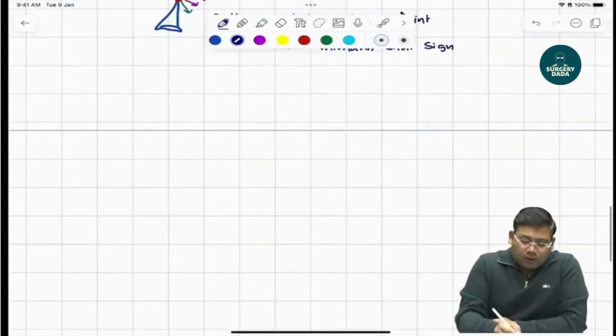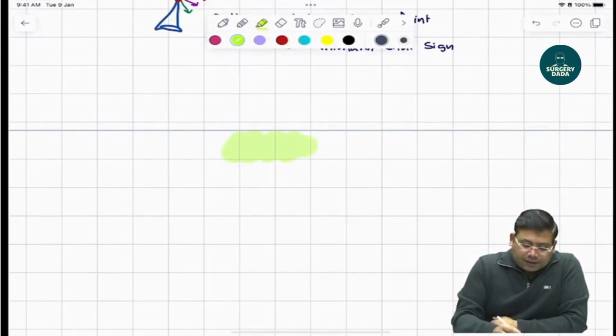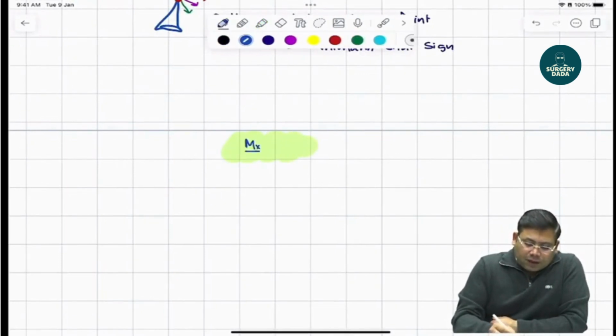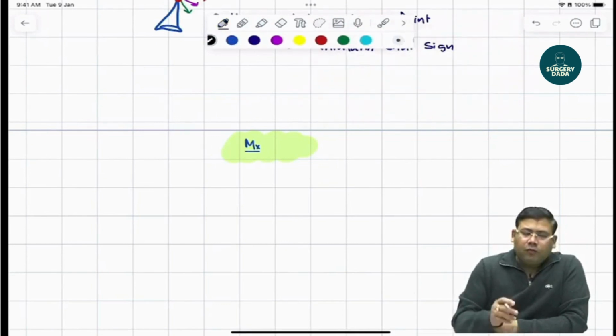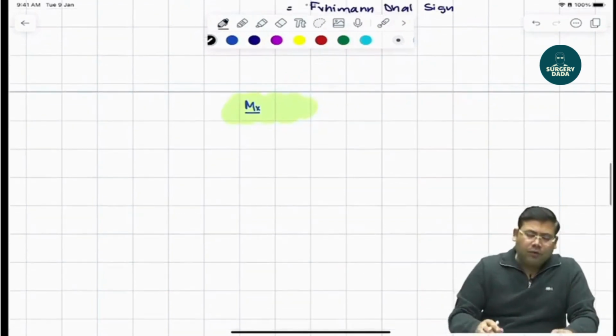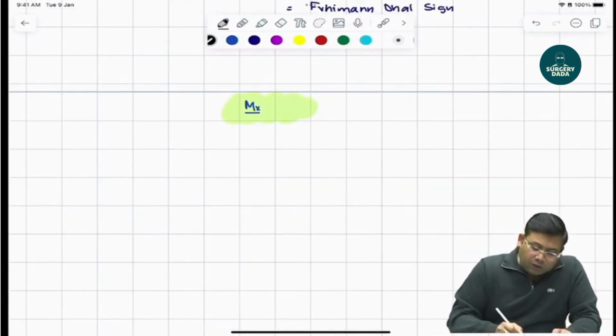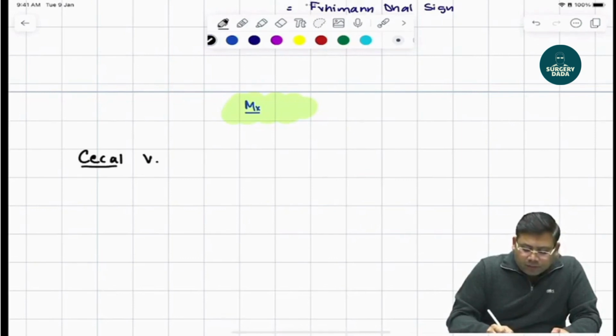Now simply let us quickly discuss their management also. Their treatment is also very important. For cecal volvulus, do you know it is very important that you go for a surgical laparotomy. So surgical intervention is of paramount importance. So cecal volvulus, the management is laparotomy.